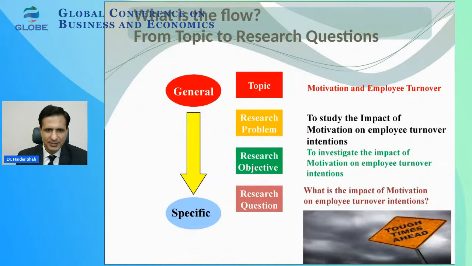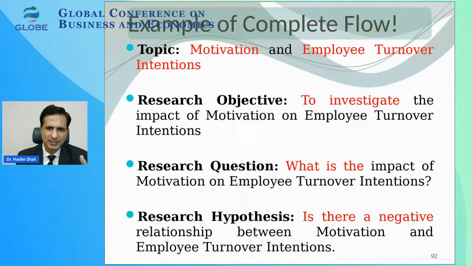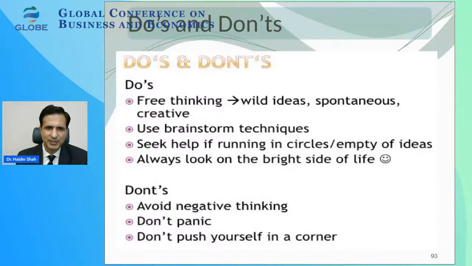This is what I just discussed, the proper flow from topic to research questions. That is the complete order, once again, for your easy understanding. From motivation to employee retention is the topic. The research question is what, how you are going to investigate it. The research objective was that. The research question is what is the impact of it, and you derive the hypothesis: is there a negative relationship between motivation and employee turnover intentions?